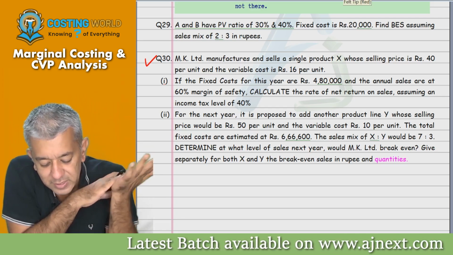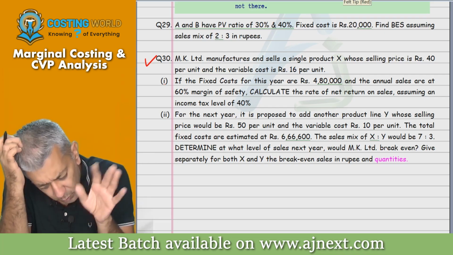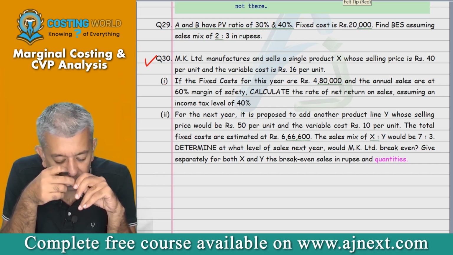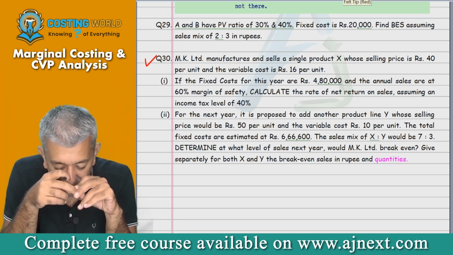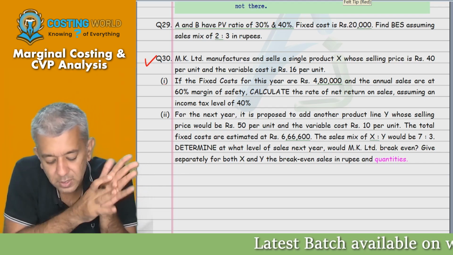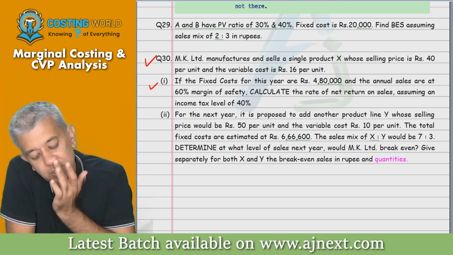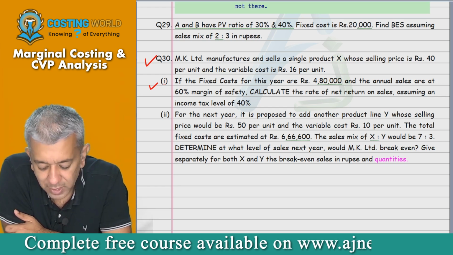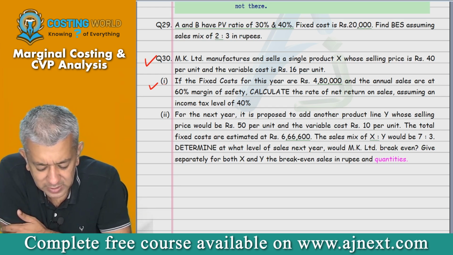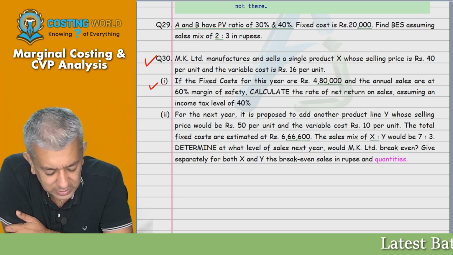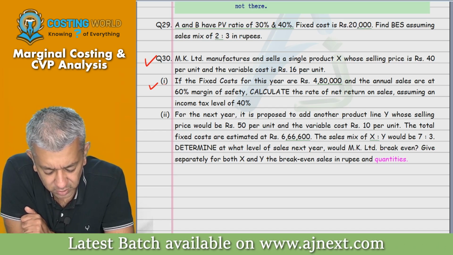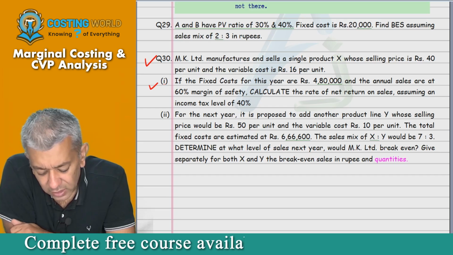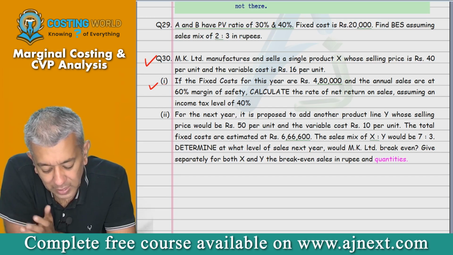MK Limited manufactures and sells a single product X, whose selling price is 40 per unit and variable cost is 16 per unit. I'm going to be doing both these questions. Part first: if fixed costs for this year are 4,80,000 and annual sales are at 60% margin of safety, calculate the rate of net return on sales assuming an income tax rate of 40%.